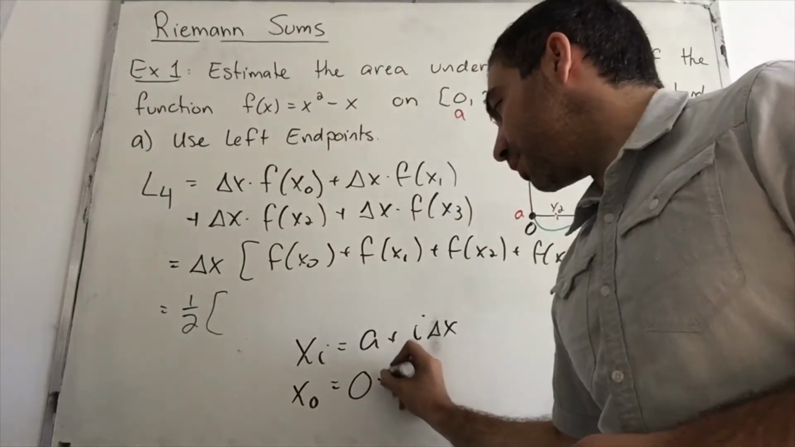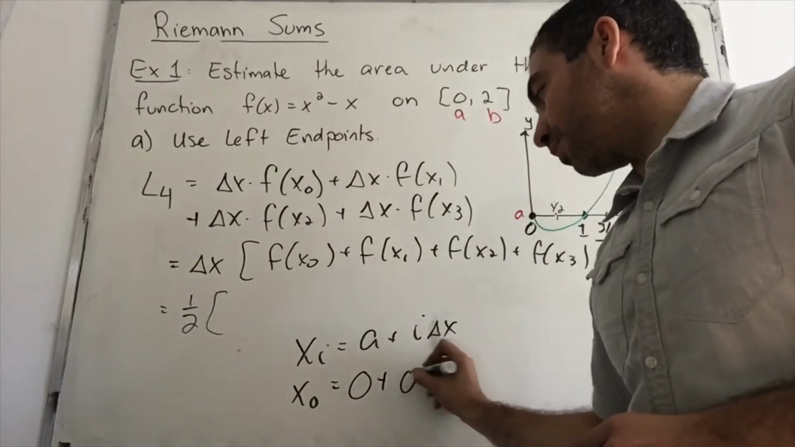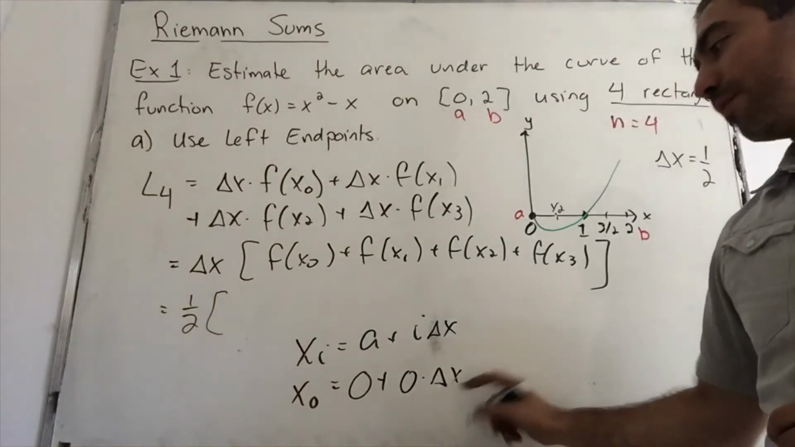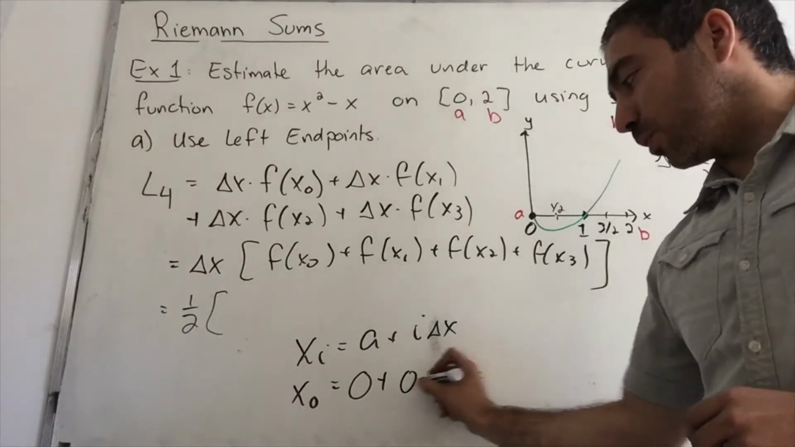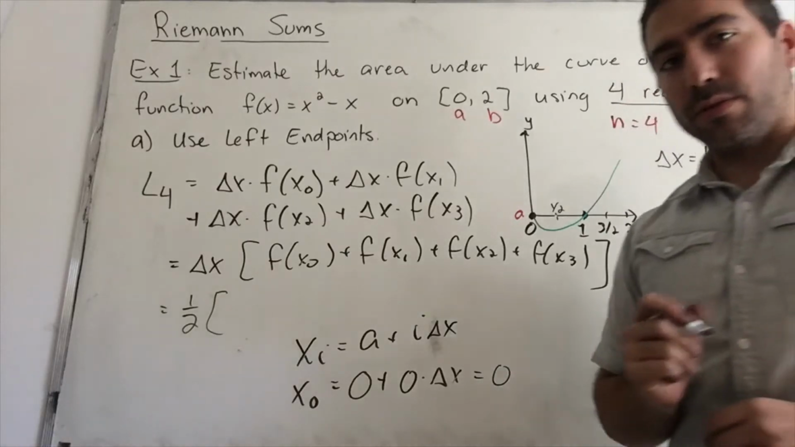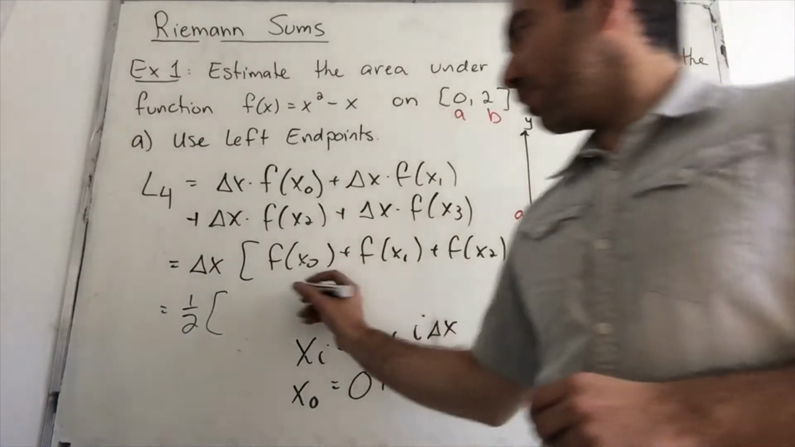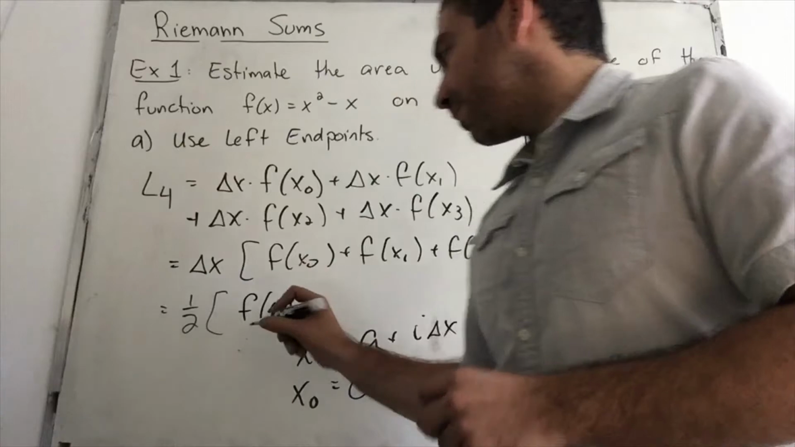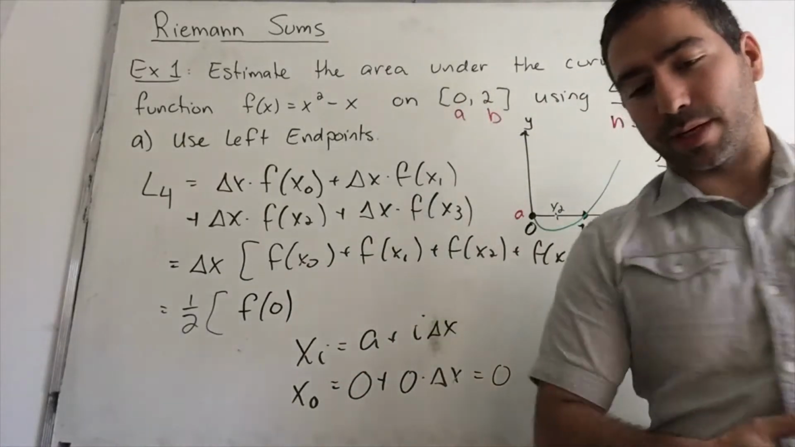So we have 0 plus, and the index that we're starting with is 0, so 0 times delta x. Delta x we know is a half, but it doesn't matter because you're multiplying by 0. So this is all just 0. So x0 is 0, and the first one that we have is f of 0.